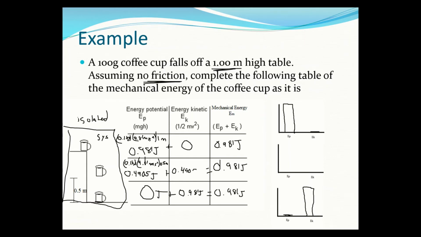0.4905 joules, right? Because this plus this is going to equal this. So now half of my energy is in the form of potential, and half of my energy is in the form of kinetic. My total mechanical stays the same. So my total mechanical would be represented by the amount of bar that I have here, right? So you can see that potential is going down, kinetic is going up, and that's how we can solve that question.